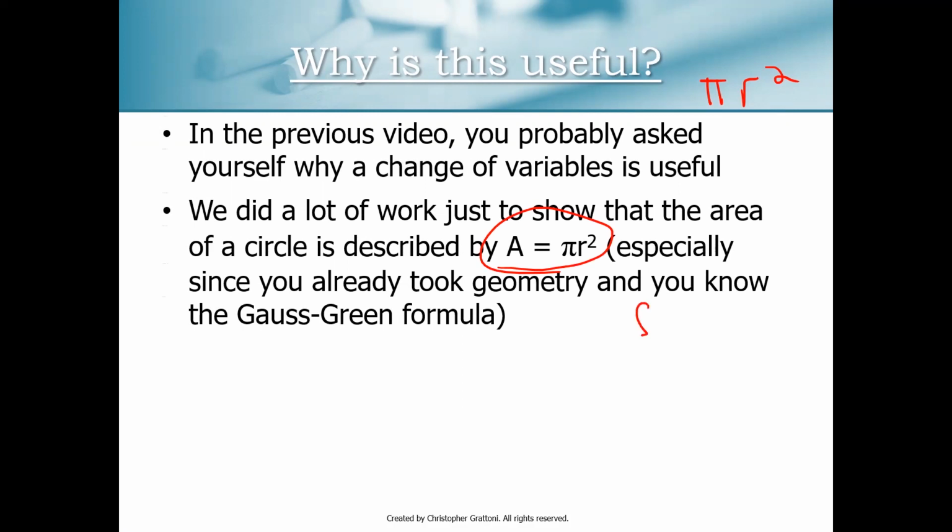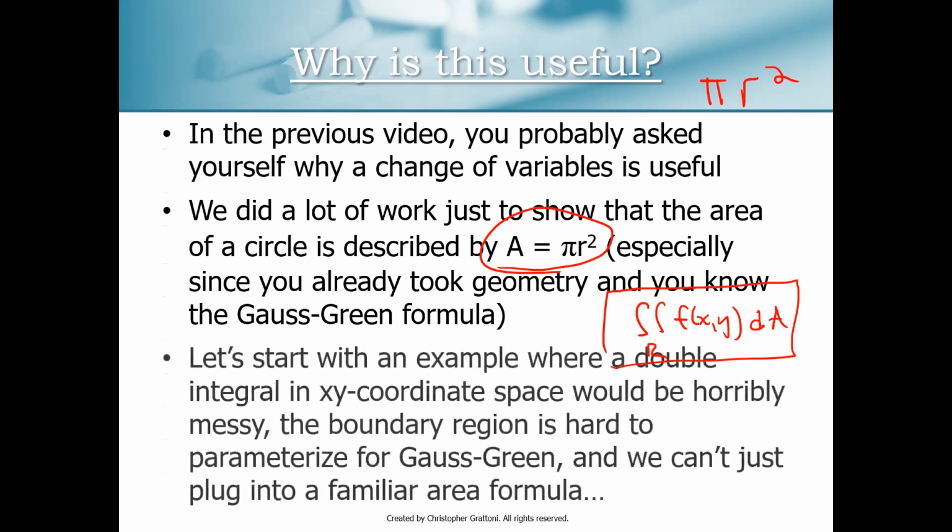If you take your double integral and you add a function f of xy as your integrand, then suddenly pi r squared is not going to do the trick anymore. And so we need another technique. Now, we did learn the Gauss-Green formula in a previous chapter. That would also work for us. But there are some things about a change of variables that is just a really slick way to approach a lot of these problems.